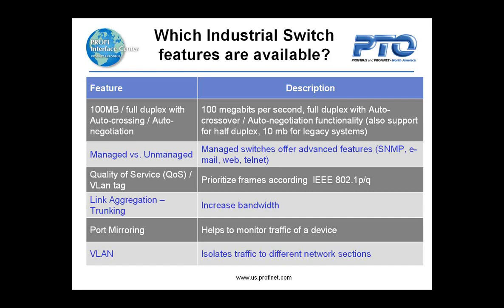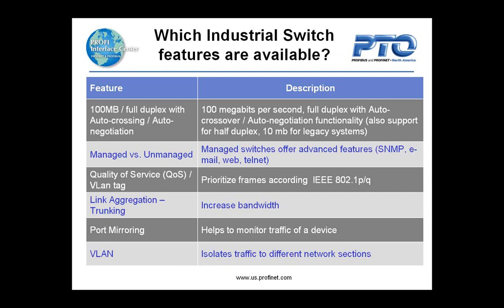Also, switches might have a quality of service or priority they can use, and this will allow us to prioritize frames according to another IEEE mechanism called 802.1P/Q, which allows us to put a priority in the Ethernet message, and then the switch can look at that priority and send that message faster or bypass other messages.